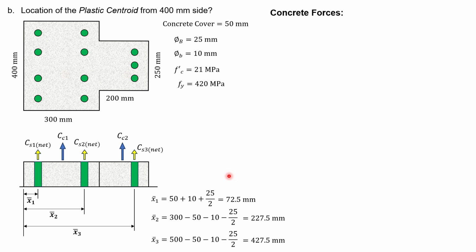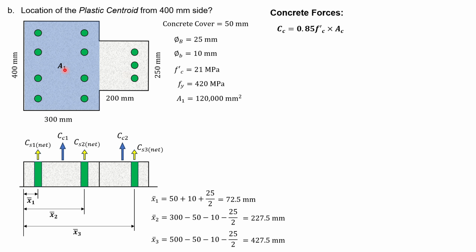Now, pwede na natin kunin. Ano nga ba yung mga forces natin? Unahin natin yung concrete forces. That is the C sub C1 and the C sub C2. The formula again for C sub C is equal to 0.85 F prime C times the area of the concrete. Again, hinati natin to sa dalawa. Meron tayo ditong area 1 and area 2.